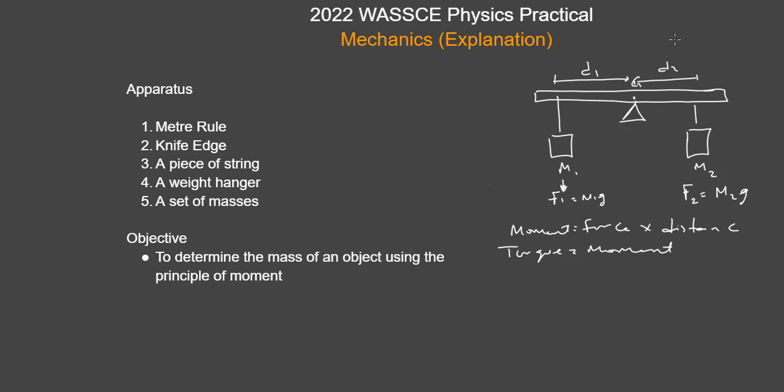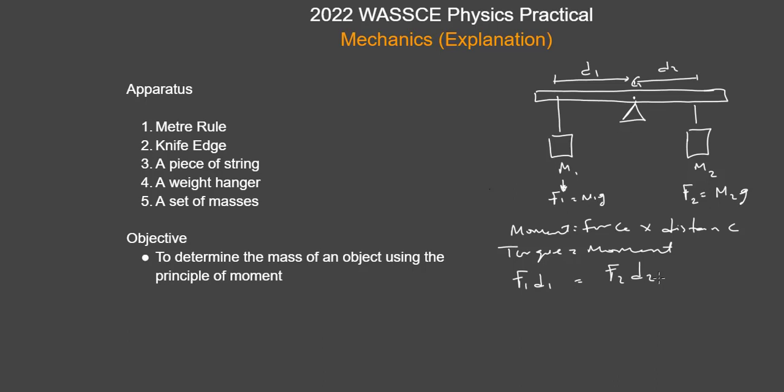So what the principle of moment is stating is, if this meter rule is at equilibrium, meaning it's not moving to the left, it's not rotating to the right, it's just static, right? What the principle of moment states is that F1 times D1 must be equal to F2 times D2.